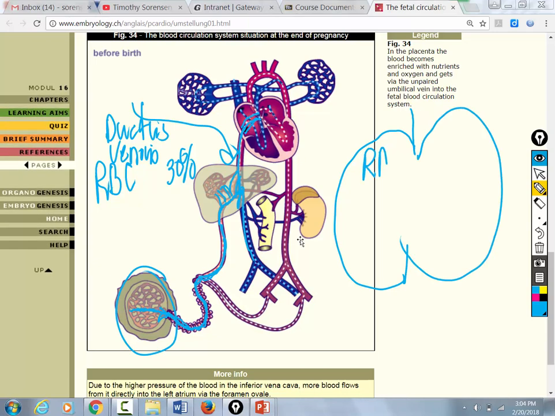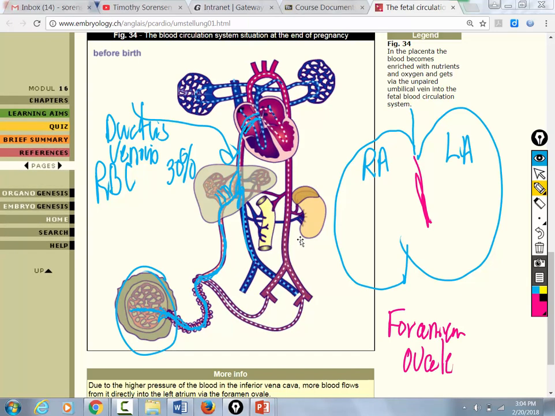Between the right atria and the left atria, there is a flap. This little flap that produces a hole is called the foramen ovale. The foramen ovale is a hole between the right and left atria. It is a hole that's supposed to be there. If a hole is supposed to be there, it's called a foramen.